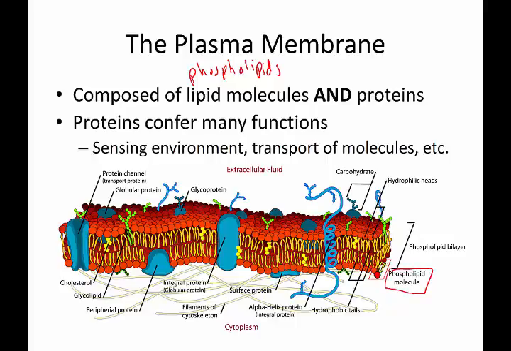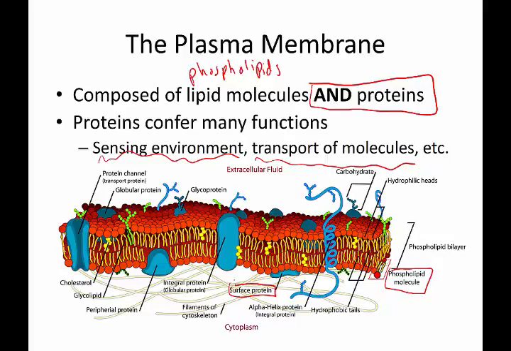And if you look closely, the plasma membrane is not just lipid molecules or phospholipid molecules. It's also made up of lots and lots of proteins. So the plasma membrane is not just simply a wall. There are lots and lots of functions that it's able to do, thanks in part to these proteins. These proteins do things like sense the environment, transport molecules, and many more functions beyond that. You also see that there are many different types of proteins. So you have things like surface proteins.